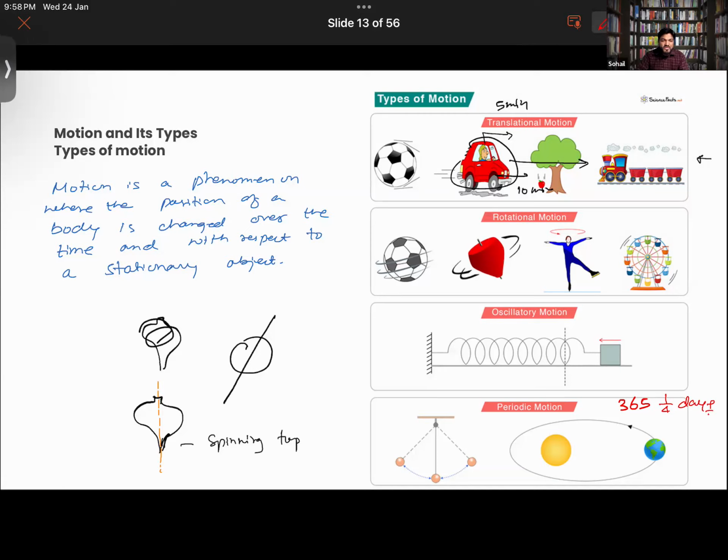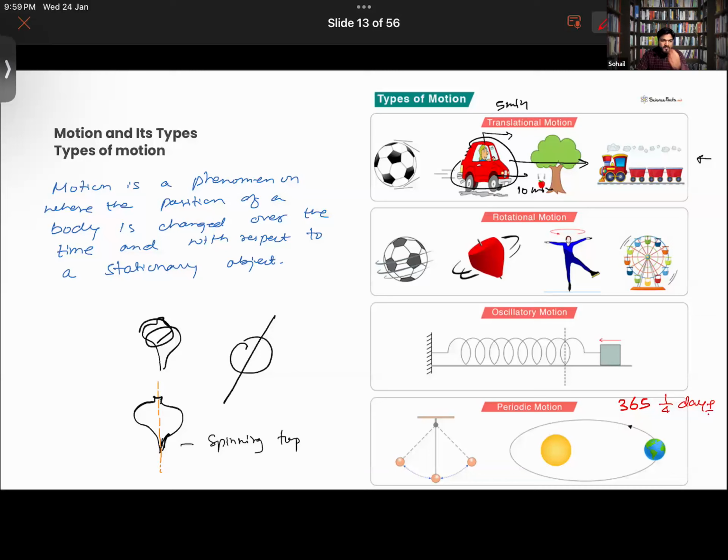And has it been changing? Is it like the time period of Earth's revolution keeps on changing after every year? Obviously no. So it is revolving around the sun in a fixed period of time. It goes all around the sun and then returns back to its position and does the same motion again. That is called periodic motion.